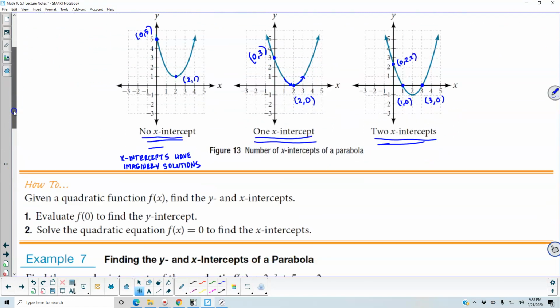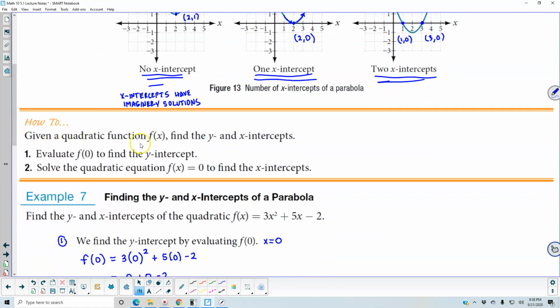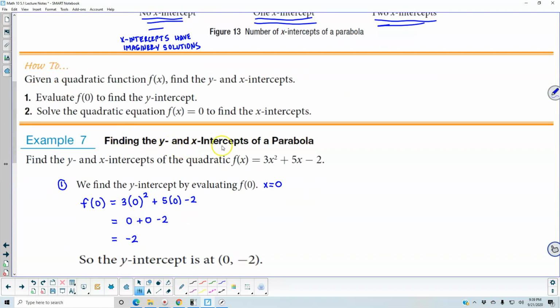Now, given a quadratic function f(x), we want to find the y and x-intercepts. We're going to evaluate f(0) to find the y-intercept. We're going to let x equal 0. And then we're going to solve the quadratic equation by letting f(x) equal 0, letting y equal 0, to find the x-intercepts. So for example 7, find the y and x-intercepts of a parabola.